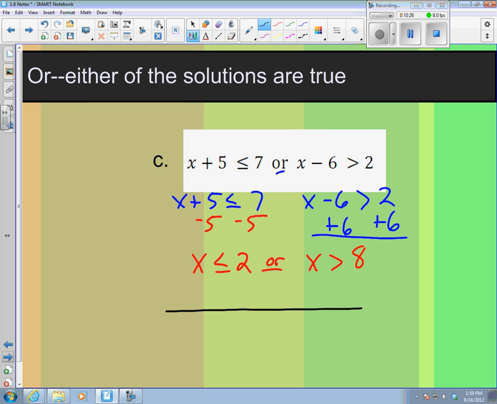Graphing this on the number line. There's 2. We'll put 8 over here, that's fine. It's less than or equal to 2, going in that direction. And it's greater than, so don't color it in, 8, going in this direction. So basically the only numbers that are not going to be your answer are between the 2 and the 8. So could 1 be a solution for this compound inequality? Yes. Could 10? Definitely. What about 4? Here's 4 right here. Would that be a solution? No, 4 is not a solution.